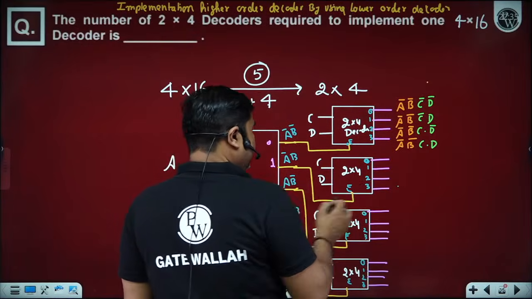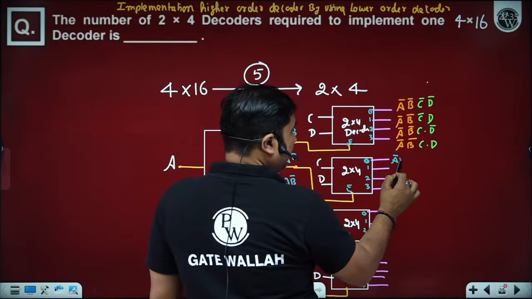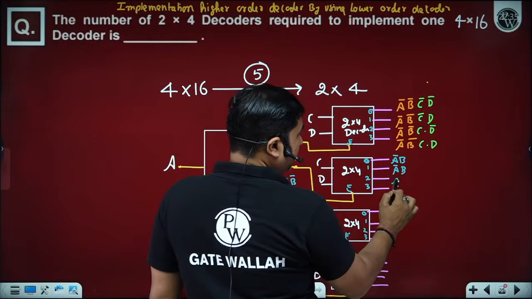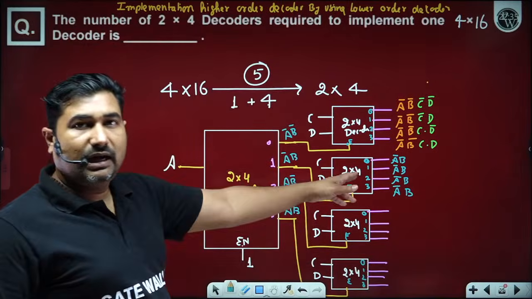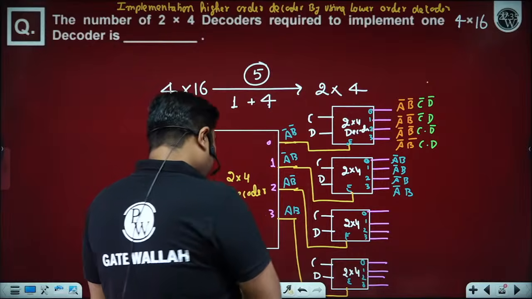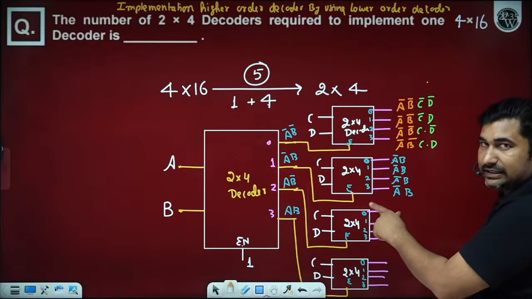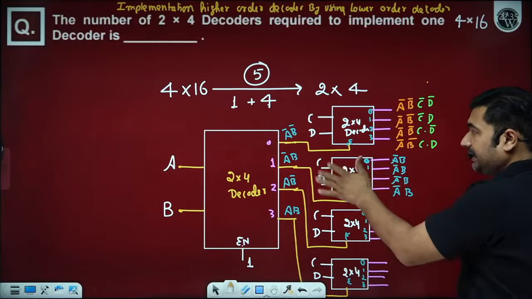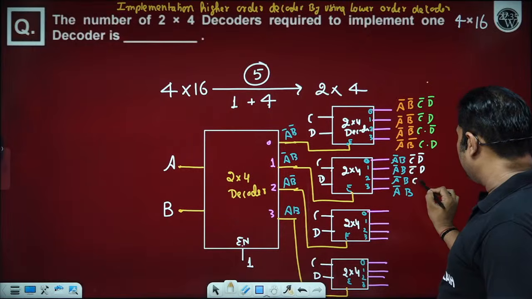If you observe here, we have A bar B. So A bar B is multiplied to all of them, because this is connected with the enable of the upcoming 2x4 decoder. So this decoder will get enabled depending upon the A bar B condition. If it gets enabled, then depending upon C and D, one of the output lines will become logic 1.